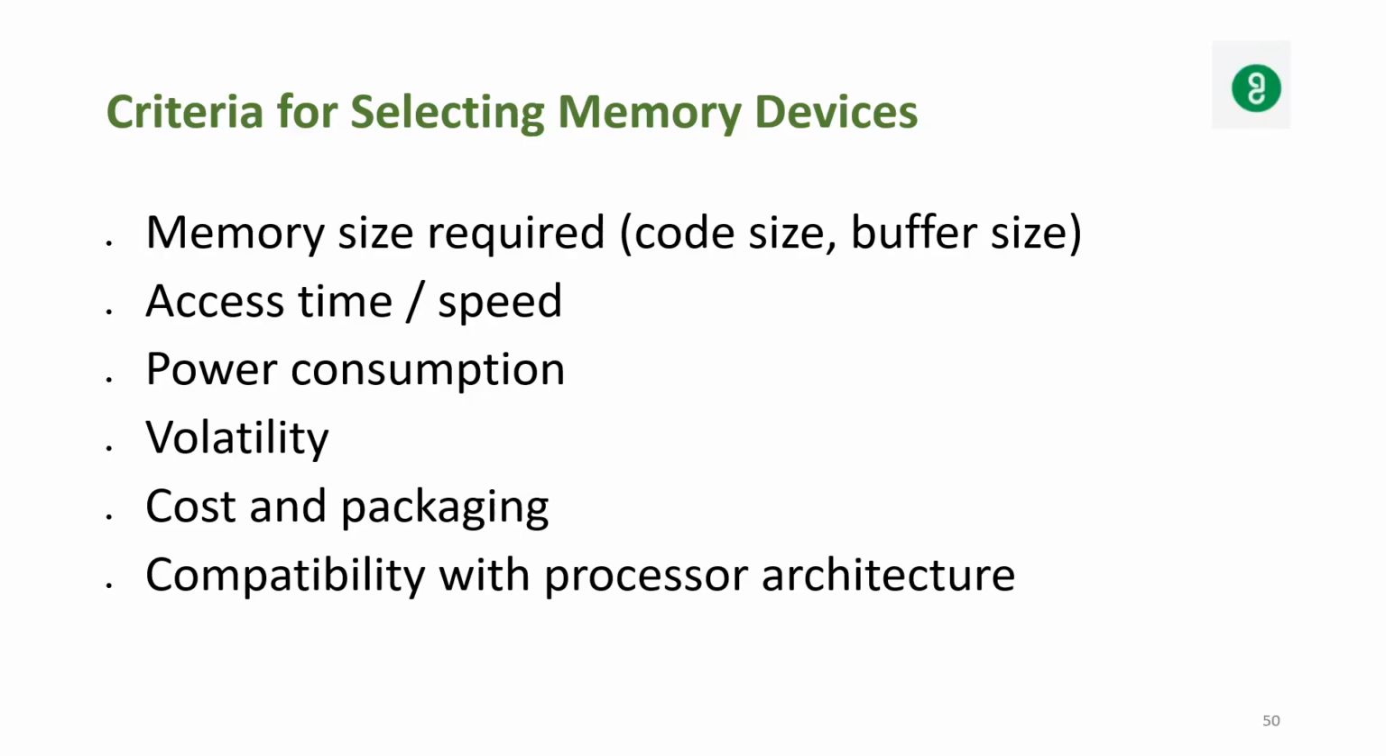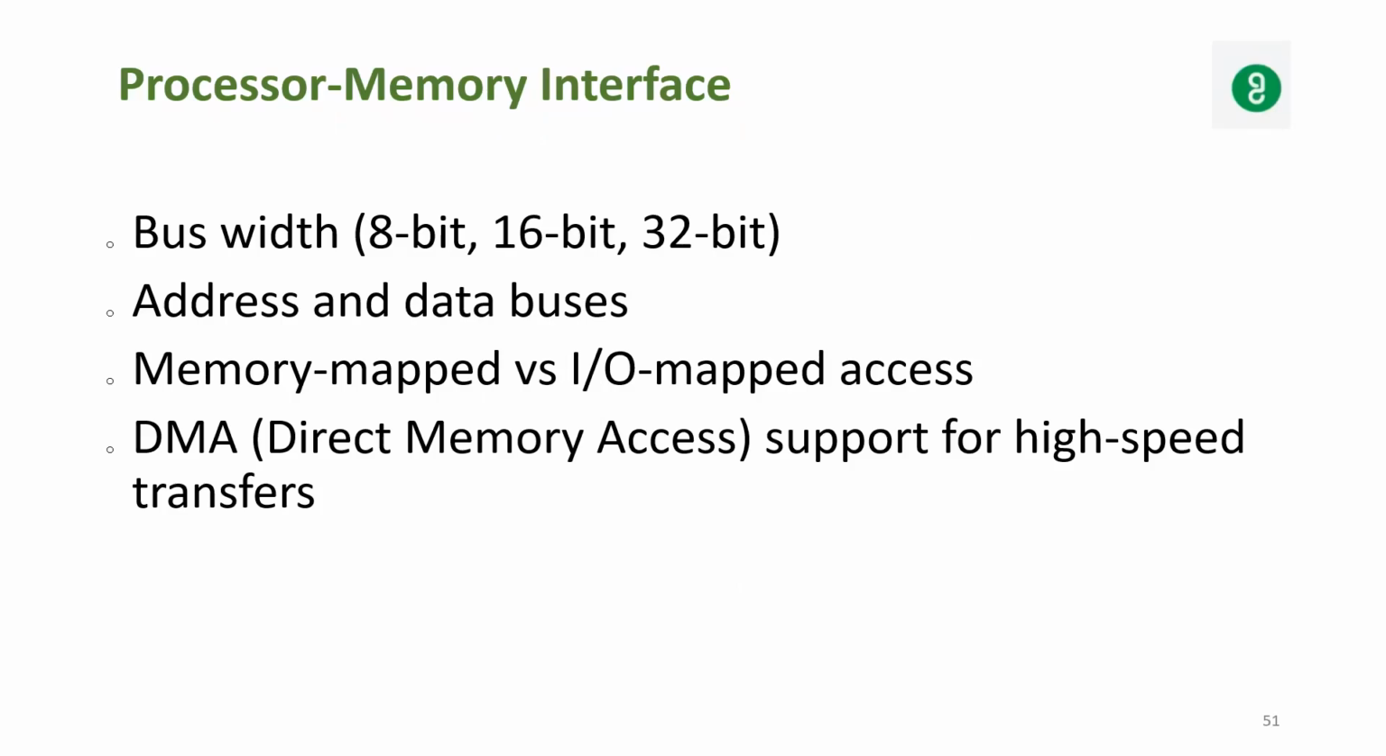And for the memory, if the data is not needed for the next stages, you can go for volatile memory. Otherwise, you have to go for non-volatile memory. You have to decide where to use volatile memory and where to use non-volatile memory. Packaging as well as the cost you have to calculate. And compatibility with the processor architecture. Whatever memory you choose should be compatible with the processor architecture. That is more important.